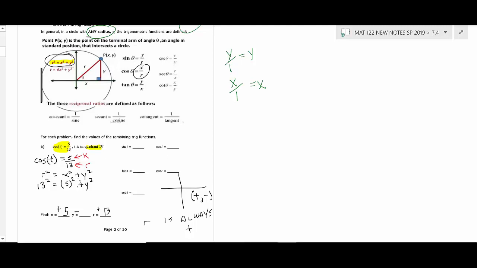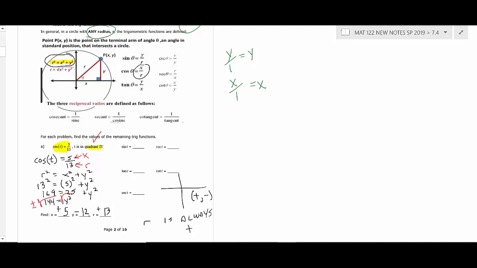All right, so what you'd have is 169 is equal to 25 plus y squared. You can subtract 25 from both sides. So 169 minus 25 gives 144 is equal to y squared. Then you take the square root of both sides. When you take a square root of both sides, you technically have a plus or minus, but because we're in quadrant 4, we know that we have a negative. So that would be negative 12.